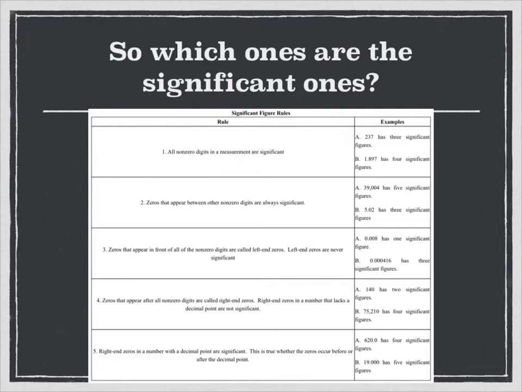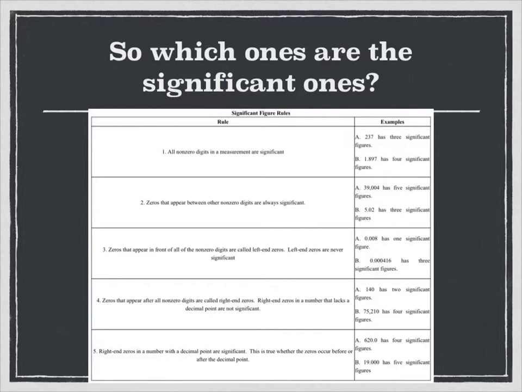Zeros that appear between other non-zero digits are also always significant. So like over here, 39,004, these 2 zeros are still significant. Zeros that appear in front of all non-zero digits are called leading zeros, and leading zeros are never significant. So right here, 0.000416, there are only 3 sig figs because those first 3 zeros are just placeholders. You can easily convert that into scientific notation and eliminate those 4 zeros, no problems.